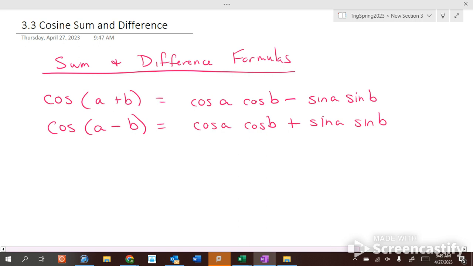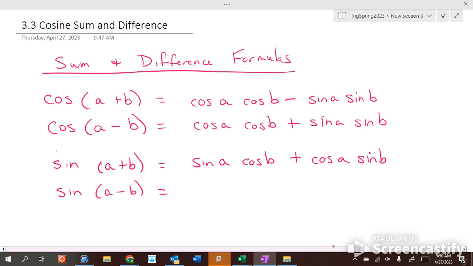Okay? Then, even though we're not covering it today, we'll put down the sine and the tangent ones. So the sine of A plus B is the sine of A, cosine of B, plus cosine of A, sine of B. And the sine of A minus B is the sine of A, cosine of B, minus cosine of A, sine of B.